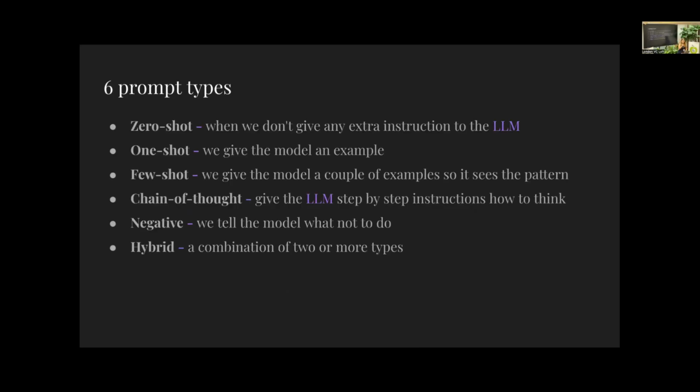The first one was zero-shot, where we don't give the model any extra instructions. The second one was one-shot, where we give the model 1 example. Then few-shot, which is really similar to one-shot, but you give 2 or more examples. Then chain of thought, where we give the model step-by-step instructions on how to think. Then negative, where we tell the model what we do not want it to do. And finally, the hybrid, which is a combination of 2 or more types of these prompts.